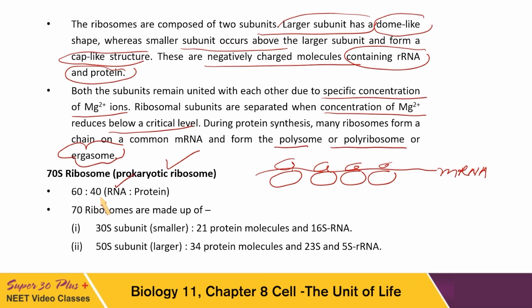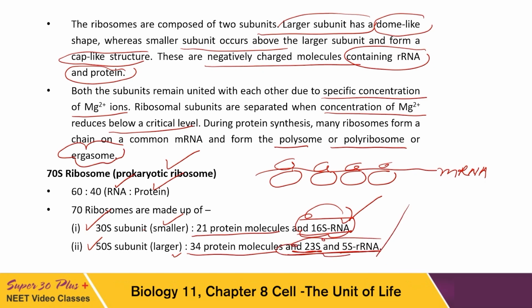If we see the detailed structure of ribosome, in case of the prokaryotic one, it has a 60:40 ratio, 60 percent ribosomal RNA and 40 percent protein. Ribosome is made up of 30S and 50S units, the smaller unit and the larger unit. The smaller unit consists of 21 types of protein and contains 16S ribosomal RNA. Very important: this RNA plays an important role during protein synthesis. In the same way, the larger unit of the prokaryotic ribosome consists of 34 proteins and 23S and 5S ribosomal RNA.